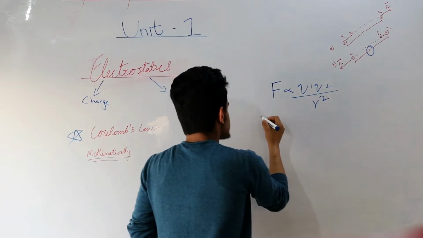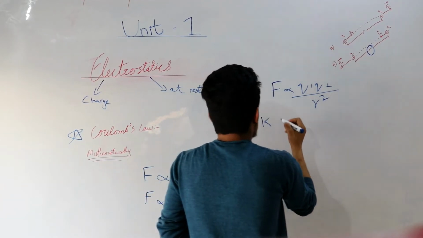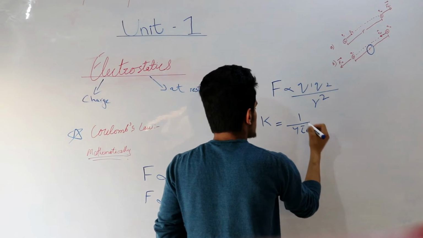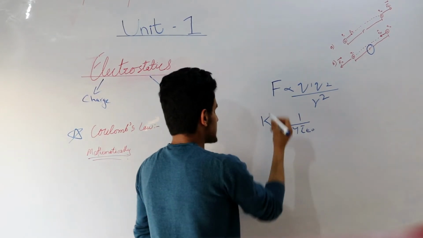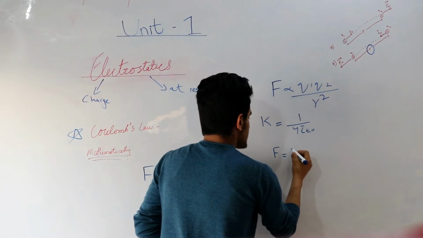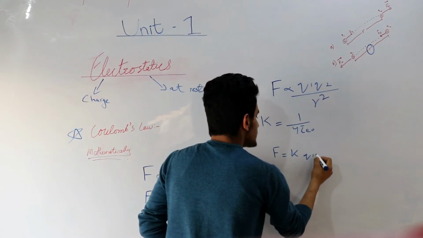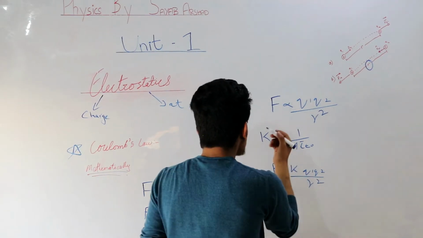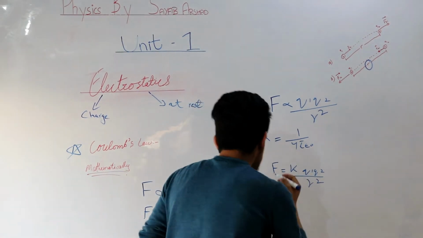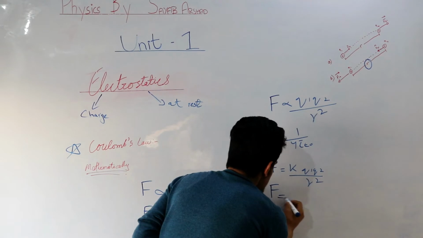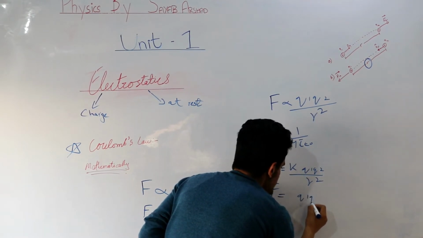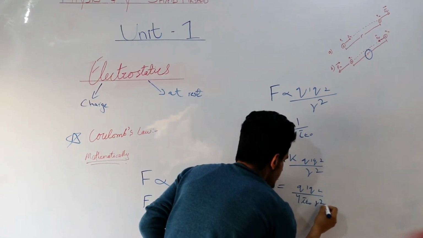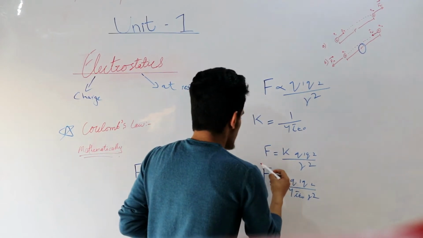Now, taking K as the constant of proportionality, K is equal to 1 over 4 pi epsilon naught. So we get the equation F is equal to K Q1 Q2 divided by r square. By putting the value of K in this equation, we get that force is equal to Q1 Q2 over 4 pi epsilon naught r square. This is the final equation of Coulomb's law.